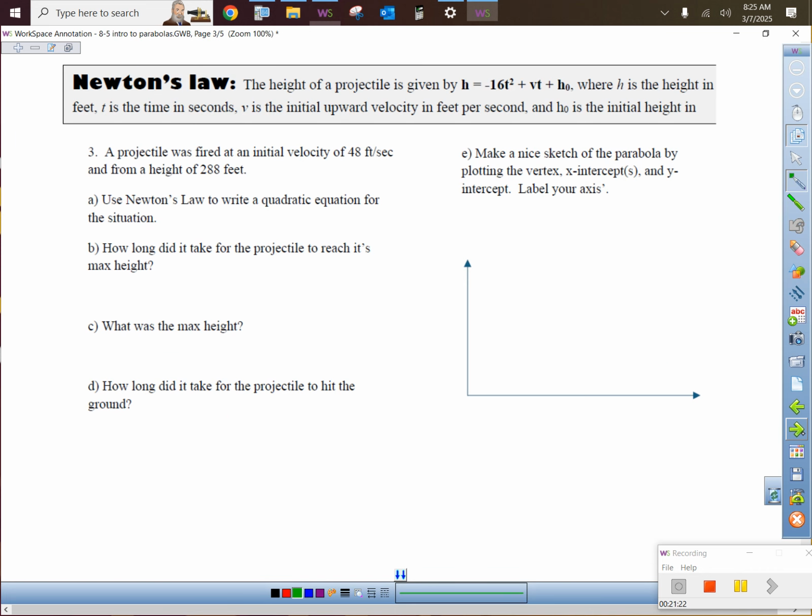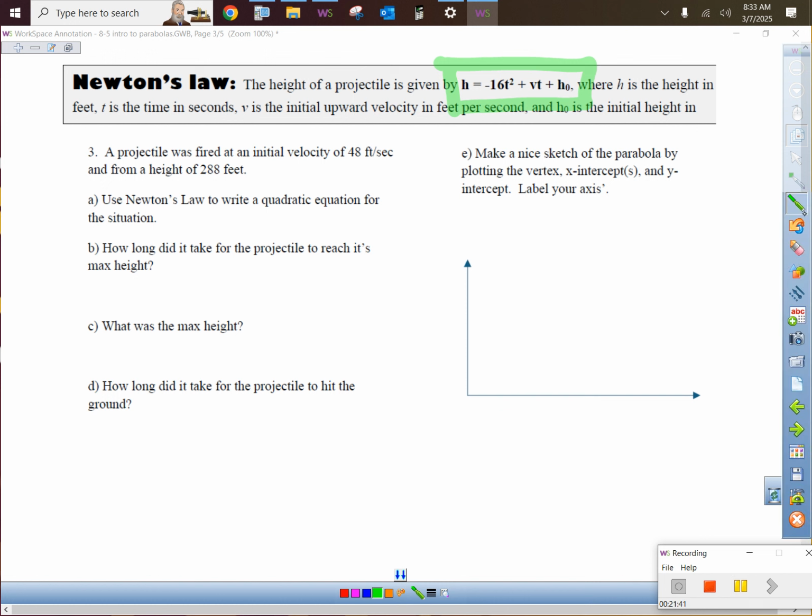But the last 2 questions are about Newton's law. You will have questions on the test about this, and you kind of got to know the formula. It's a little weird, right? And it's got these fancy schmancy things in there. They got rid of x's, right? And they talked about t for time in seconds.